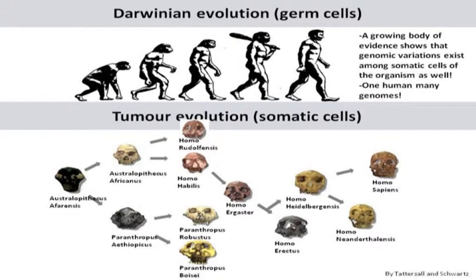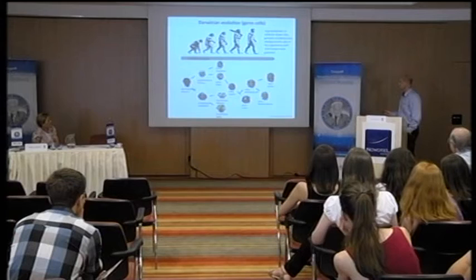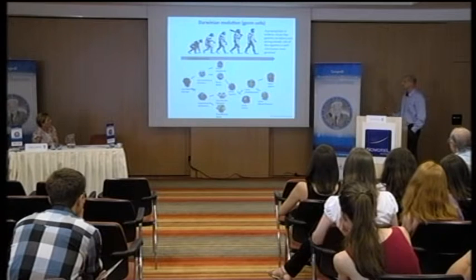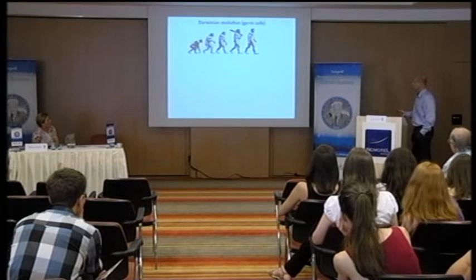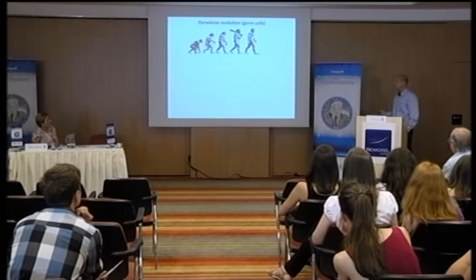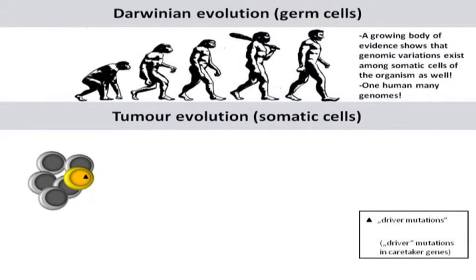A growing body of evidence shows that in a single human body we have extensive genetic variation among somatic cells. So one human has in fact numerous genomes. And this is the basis of another significantly speeded evolutionary process within a human body, which takes place in somatic cells, and this is tumor evolution.